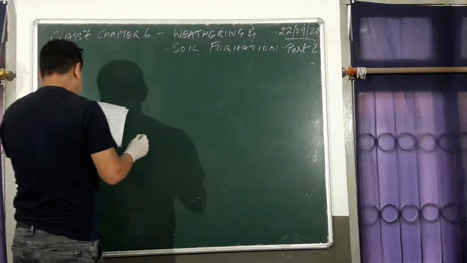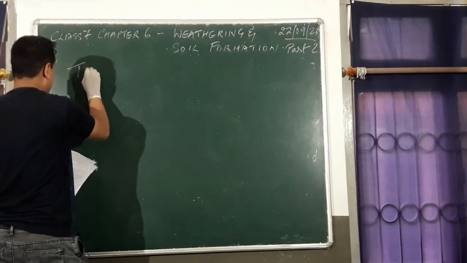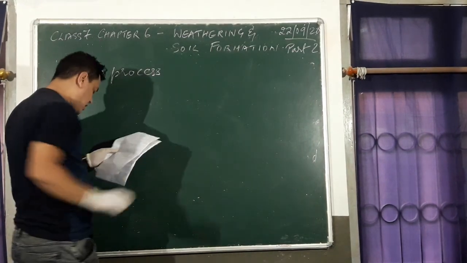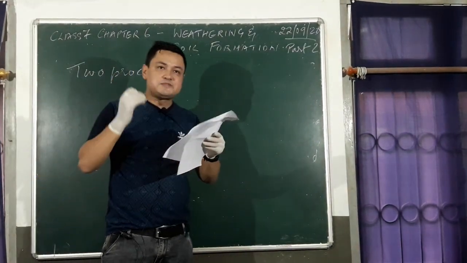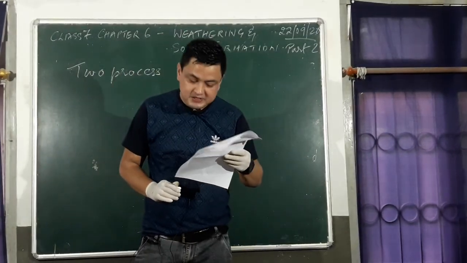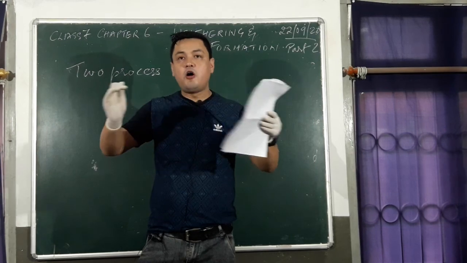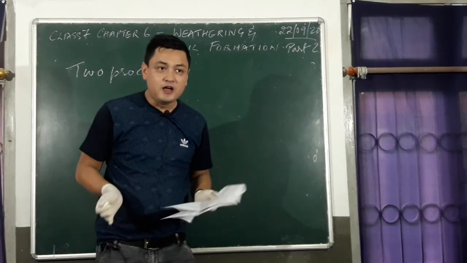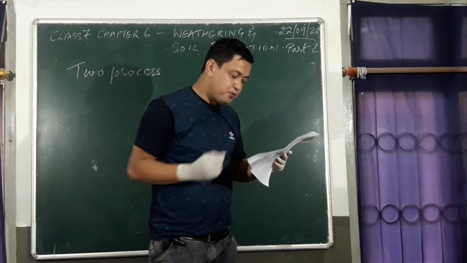Two major processes are responsible for the shaping of the earth, landforms, and bringing about change on its surface. You see mountains, valleys, plateaus, etc. These are basically formed by two processes.